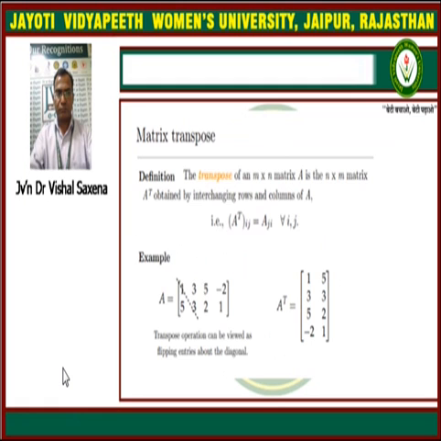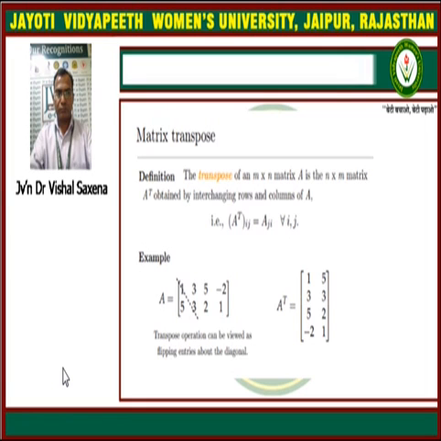So first we see what is the meaning of matrix transpose. The transpose of an m by n matrix A is the n by m matrix AT obtained by interchanging rows and columns of A. That is, AT ij is equal to Aji for all i and j. In simple words, the transpose of a matrix is given by interchanging rows and columns, like the first column is replaced by the first row, the second column is replaced by the second row, and so on.